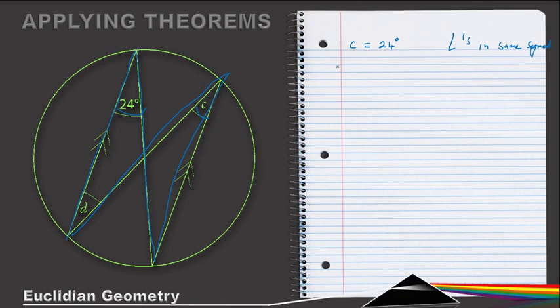And then we need to find D. Now we can see that these two lines are parallel. That means that these two angles over here are alternate angles. So D is also equal to 24 degrees, and that is alternate angles.